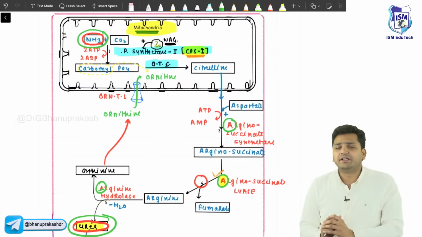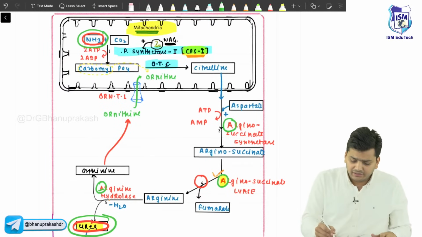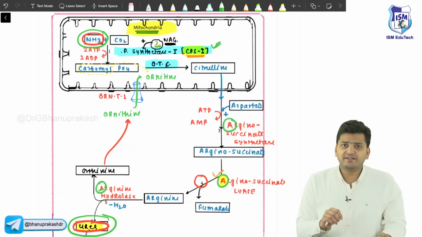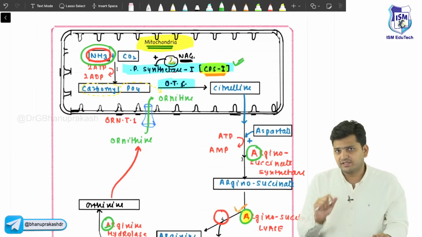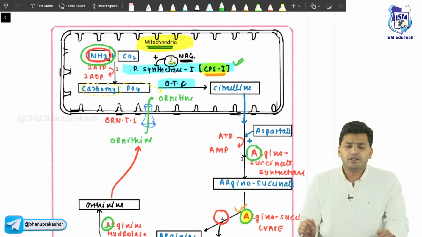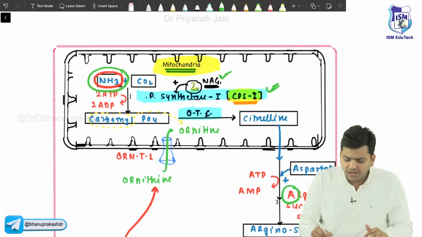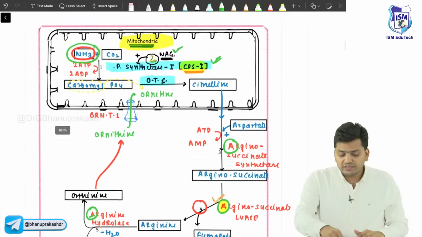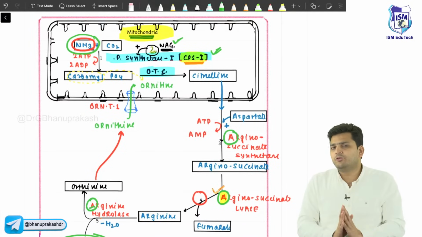They ask what is the rate limiting enzyme of the urea cycle? The rate limiting step means the slowest step of the pathway, and that is CPS1, carbamyl phosphate synthetase 1. It is so lazy that to activate this enzyme, we require an activator. And the name of the activator is NAG. N-acetyl glutamate is the activator. So when we do these 5 reactions, ultimately we are going to get the urea.